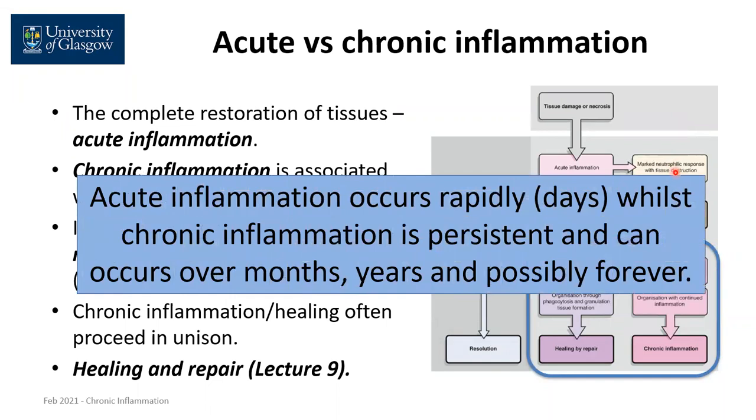But the take-home message is, and it's something that you need to be aware of when it comes to your revision, is that acute inflammation occurs rapidly. So within days, this involves ultimately your innate immune cells, whereas in chronic inflammation, this is a lot more persistent, can occur over the course of weeks and months and possibly even years, or in certain diseases can actually go on forever. So things like autoimmune diseases such as rheumatoid arthritis can, once the disease has occurred, basically continue throughout your lifetime.